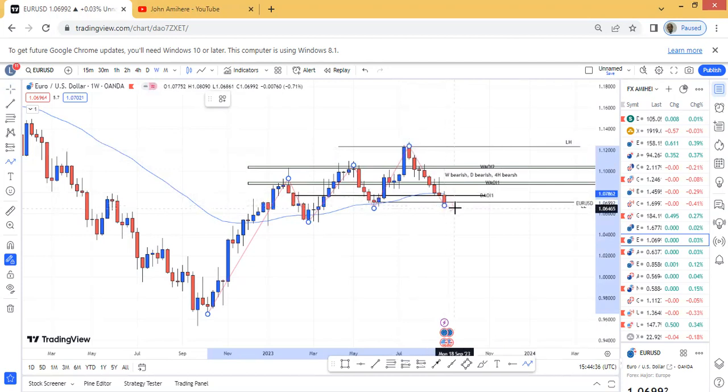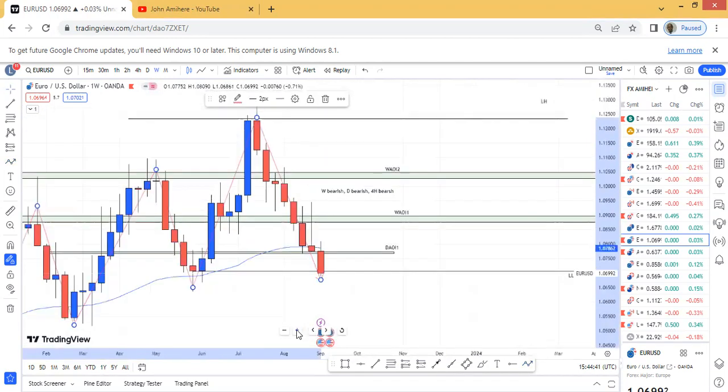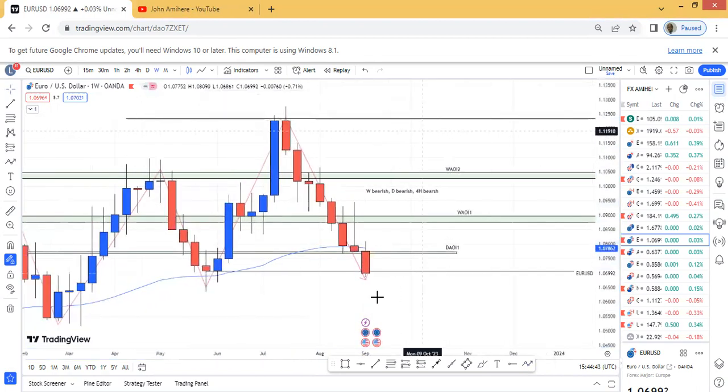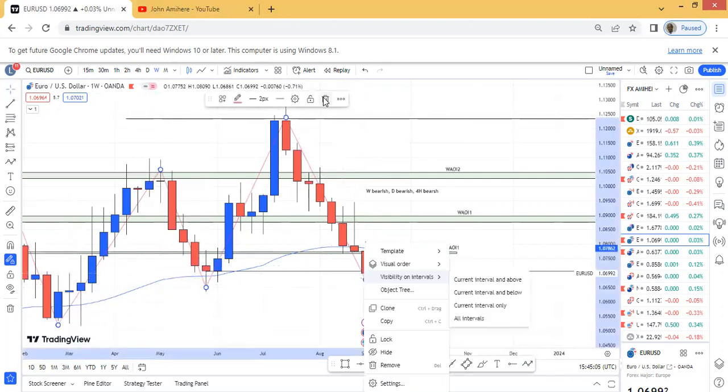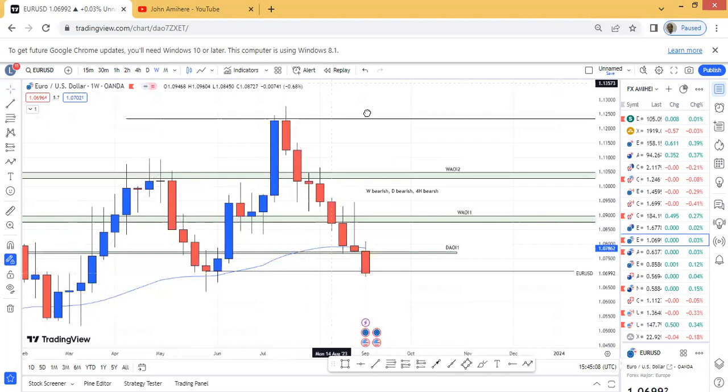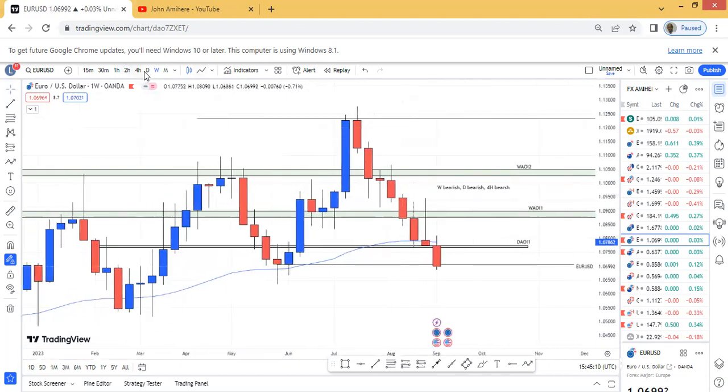If you don't look at this carefully, you may think that it's an equal low. But when you zoom out, you see that this weekly candle closed below the last higher low level. So this is clearly a lower low. And if this is a lower low, then this becomes our lower high. So the weekly is bearish. The weekly is going down.